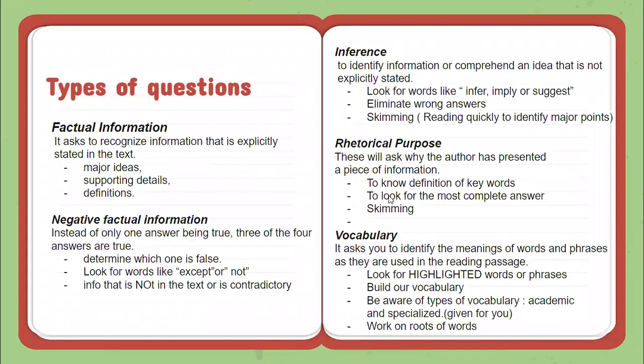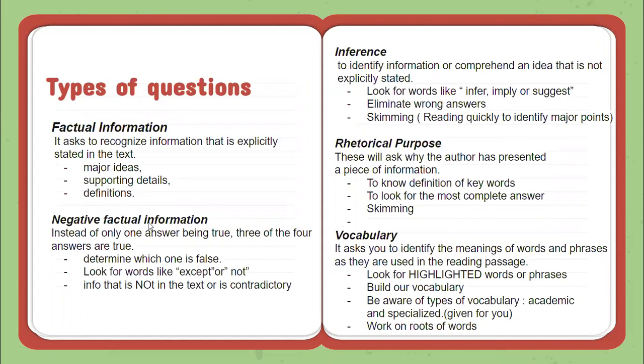There are some questions that you will have to answer based on your understanding of the reading passage. The first kind of question is the factual and negative factual information. These are one type of question, remember that. Factual information will ask you to recognize information that is explicitly stated in the text. This is the easiest one because the answers will be explicitly stated in the reading text. You have to look for major ideas, important details, and definitions. That's it.